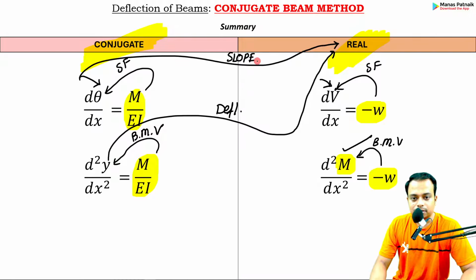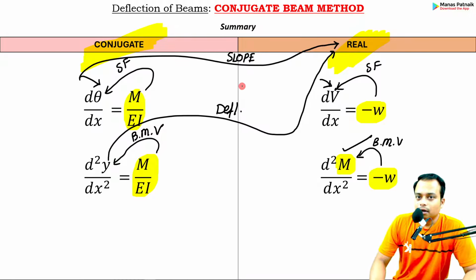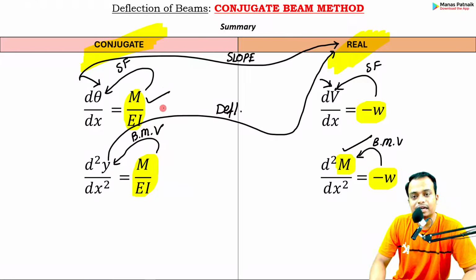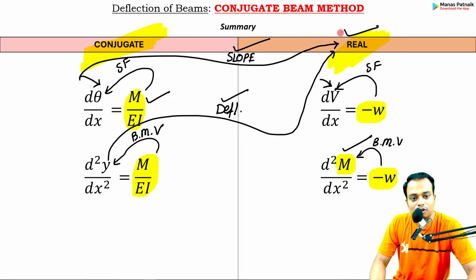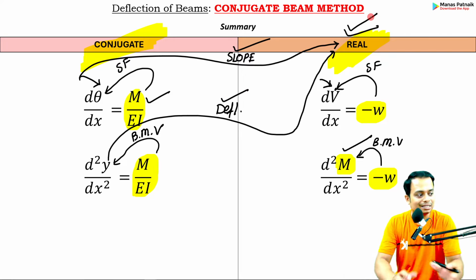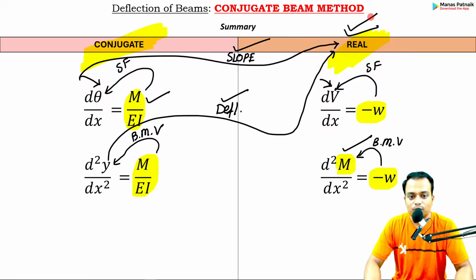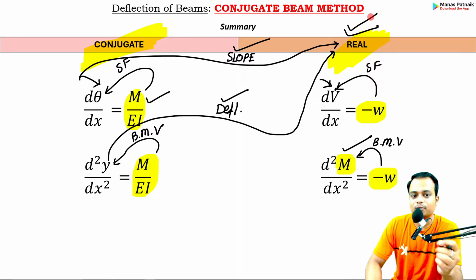Let me summarize this again. Conjugate beam, what is the loading? M over EI is the loading. Shear force for the conjugate beam is the slope for the real beam. Bending moment for the conjugate beam is the deflection for the real beam. So this is the crux. And now let's move forward and discuss a few more points which are very important.